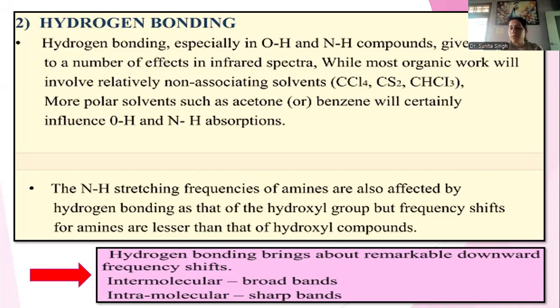It is found that where there is intermolecular hydrogen bonding, we have broad bands. Broad bands means the bands are spread out, whereas in intramolecular hydrogen bonding, sharp bands are found. You can see the peaks are very sharp in that case. So sharp peaks also indicate that intramolecular hydrogen bonding is involved.